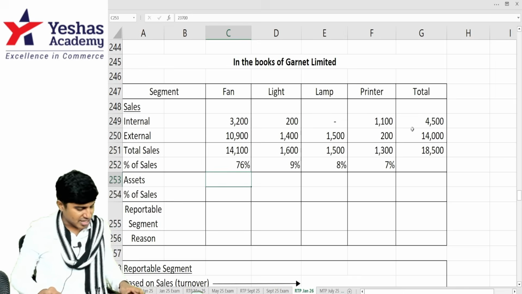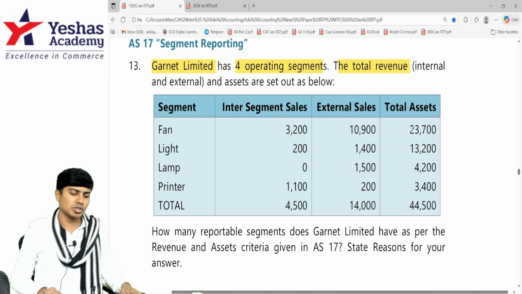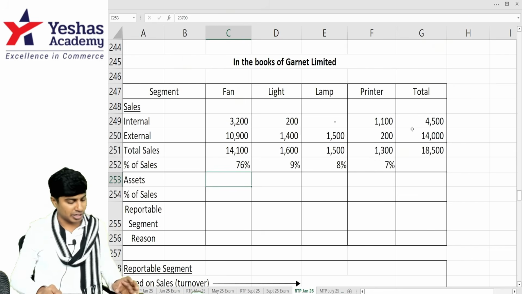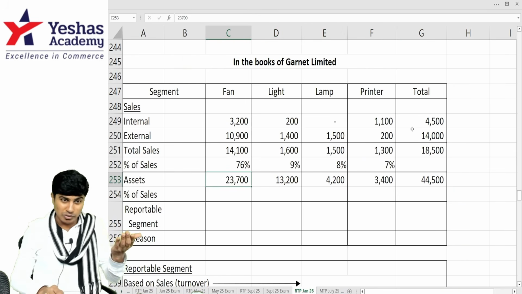And the assets data is given already: 23,700, 13,200, 4,200, 3,400, and 44,500 is the total. I'll write the data that they've given. Now, at least this you do with me.